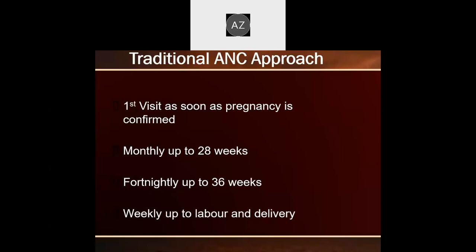And then fortnightly up to 36 weeks. So two-weekly, and then weekly up to labor and delivery. It used to be very tedious, and some countries have adopted the traditional ANC approach. So there are a lot of visits. The first one, when you've confirmed pregnancy, and then monthly up to 28 weeks, then two-weekly up to 36 weeks, and then weekly up to labor and delivery.